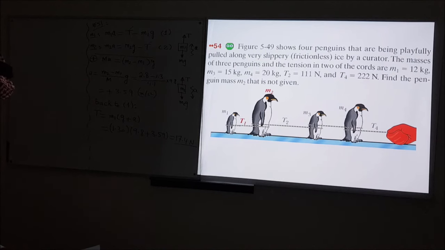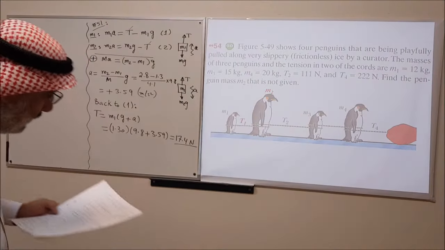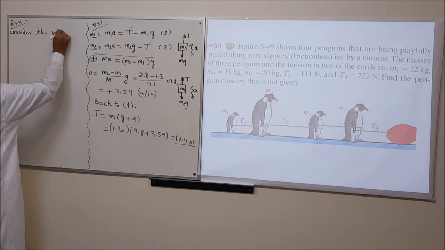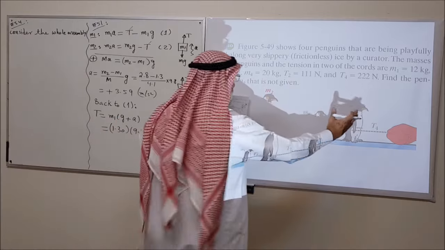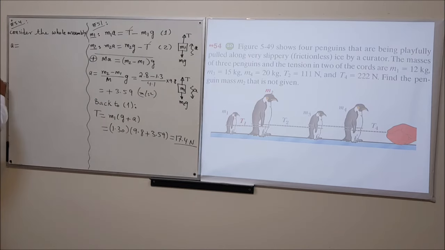The way we will proceed is like the previous problems. This is problem 54. We will first consider the whole assembly, considering all penguins to be one object. So what do you have? All of this is one object that is being pulled by that force. The acceleration of the system is equal to T4 divided by capital M.